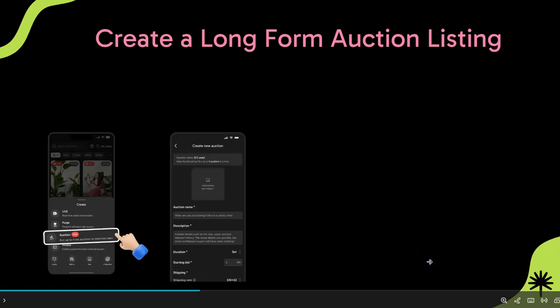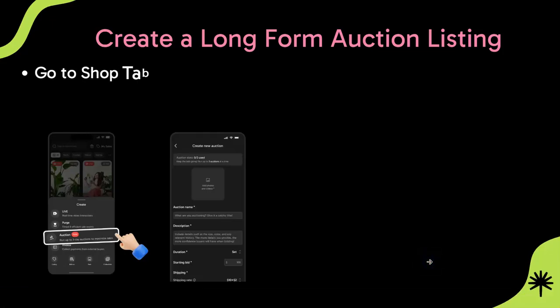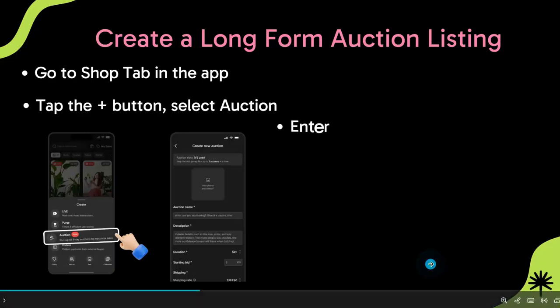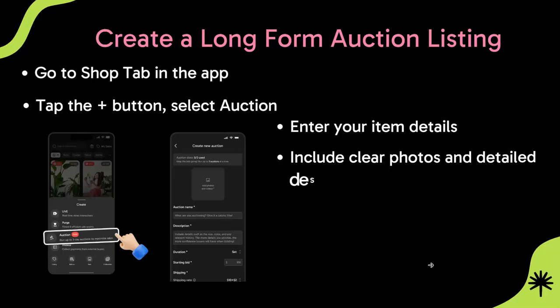How to create a long-form auction listing. First, you'll go to the Shop tab in the Palmstreet app. Next, you're going to tap the plus button and select Auction. Then enter your item details. Be sure to include clear photos and detailed descriptions of each of your items.